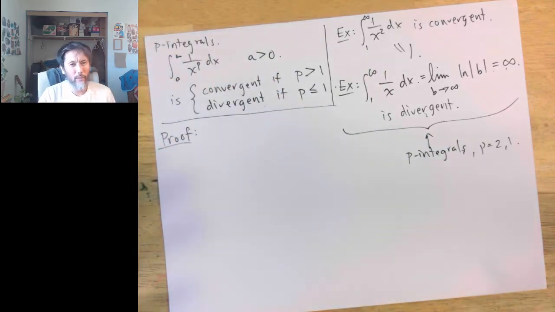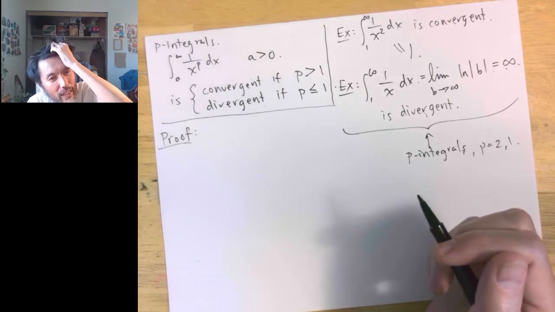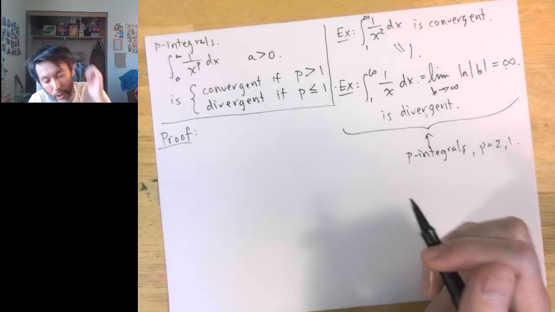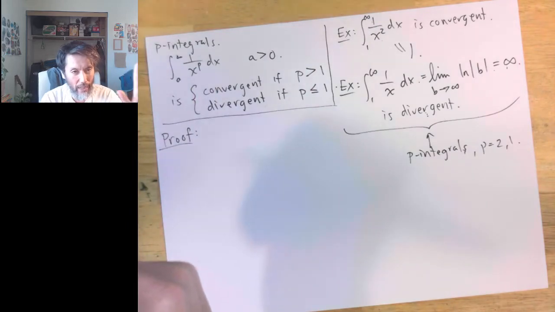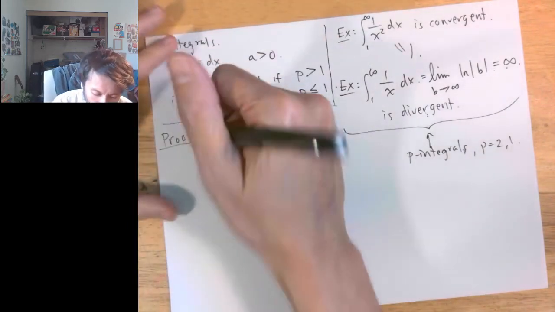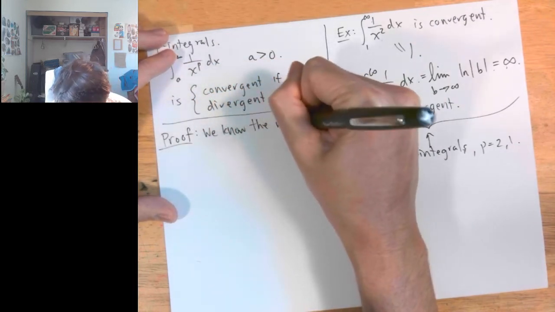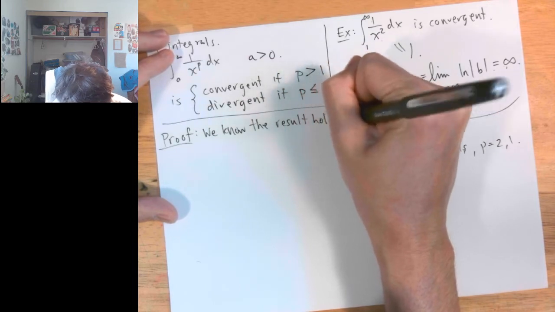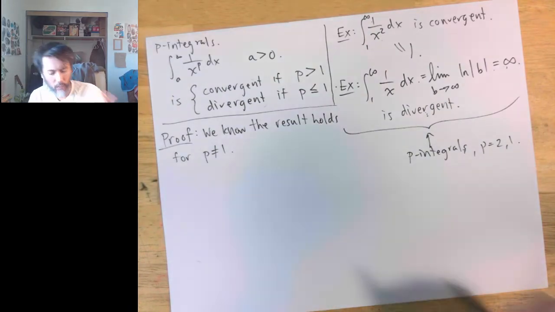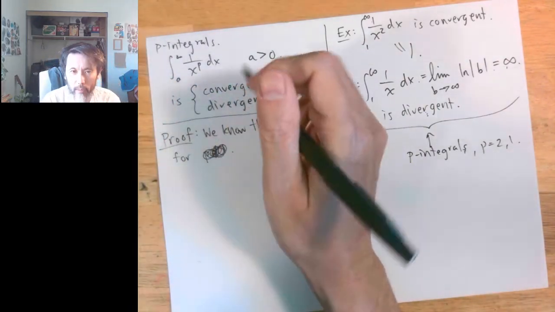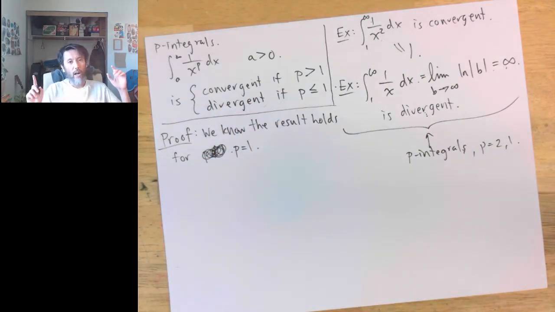Actually, in peering into the future, I realized the following. It's incredibly important that we already know that this is divergent here. You might not see why yet, but it's important that we know the result holds for p equal to 1. I misspoke earlier. That's what we know. Why do we know that?